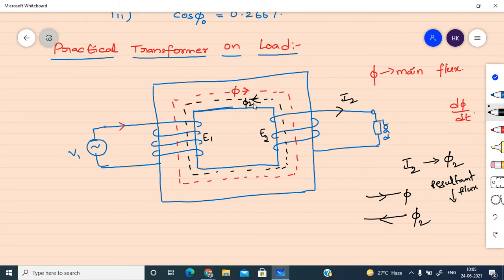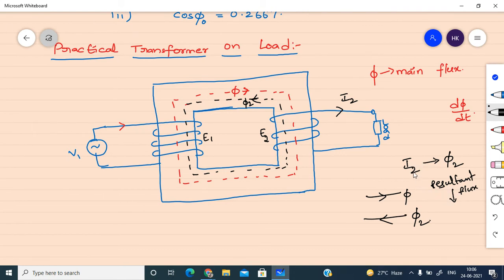Why is this phi 2 opposing the flux phi? Because of Lenz's law. Always the effect opposes the cause. Why are we getting phi 2? Because of this current I2. Why are we getting I2 here? Because of this induced EMF E2. Why are we getting E2? Because of this flux. So that's why this phi 2 opposes the cause producing it. This is according to Lenz's law. Okay, now the resultant flux got reduced.